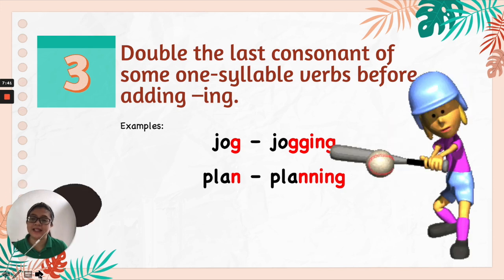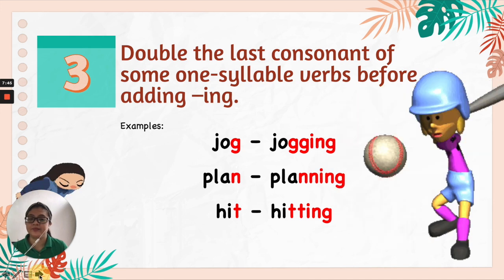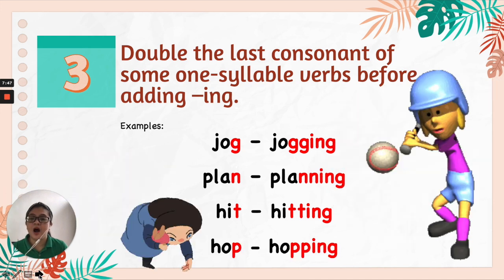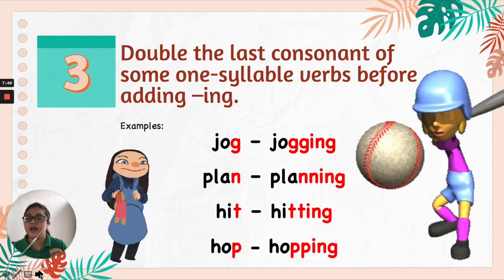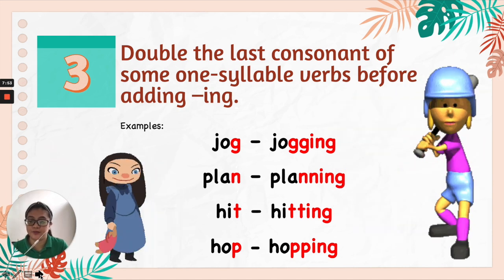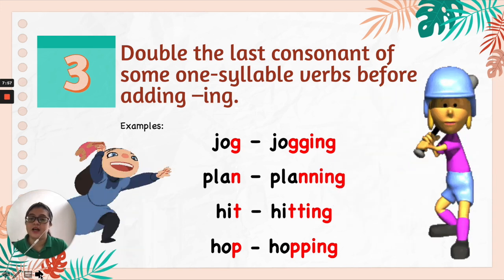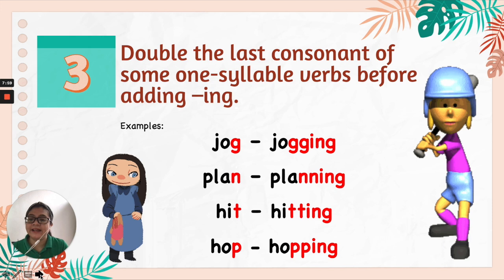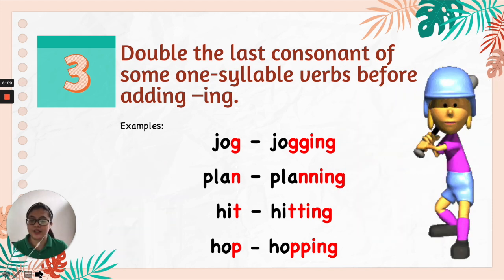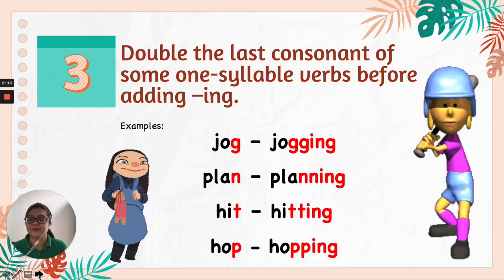Plan, planning. Hit, hitting. Hop, hopping. Okay? Again, this is not true for all one-syllable verbs. This is true for most of the one-syllable verbs. So jog, plan, hit, hop. Like for example, the word run, running, spell it with double N.